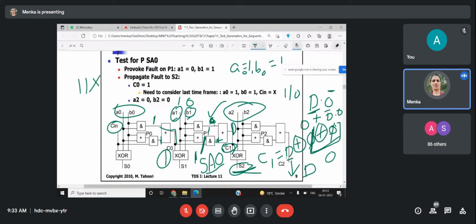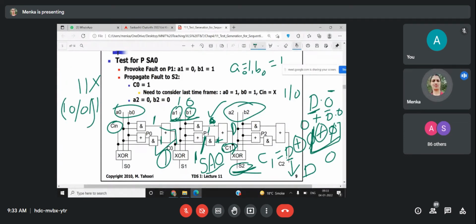Now C in becomes 1 for the next cycle, and this set is actually either 1 0 or 0 1. Both will work, or not? Yes, ma'am, both will work.